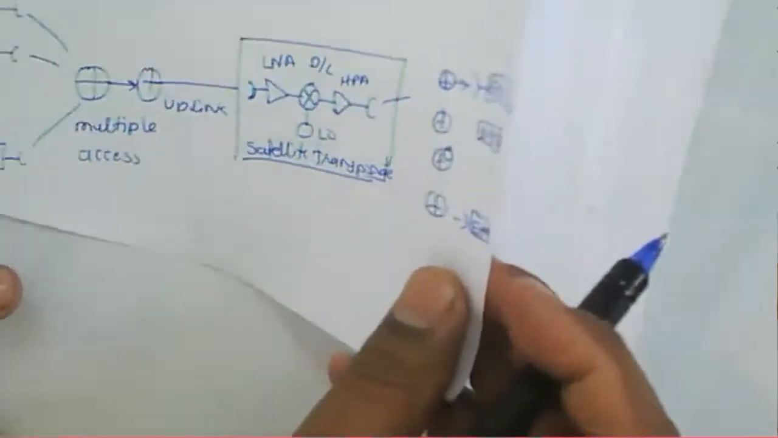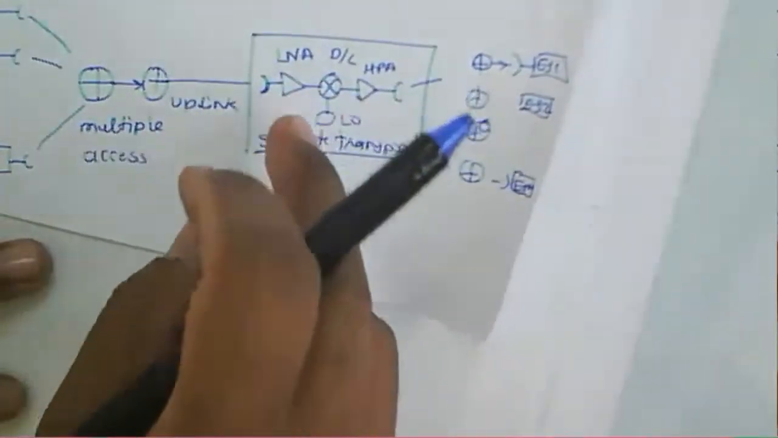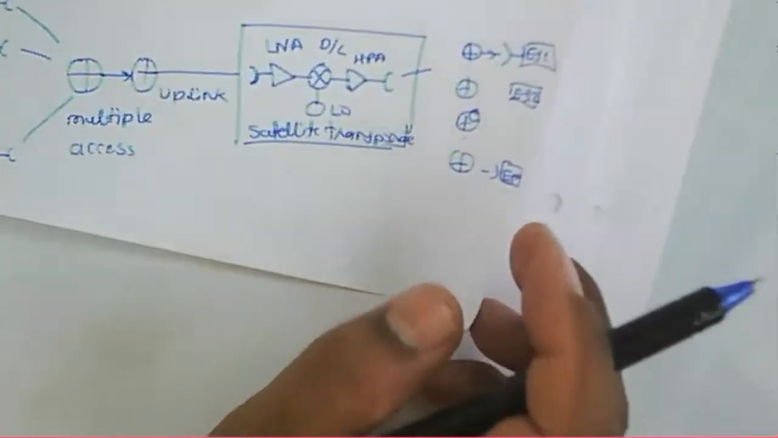The transmitting and receiving of the signal use the same antenna. So that's why the duplexer is there, to isolate the transmitting signal and the receiving signal.